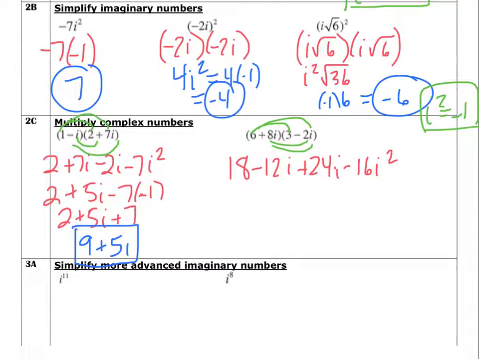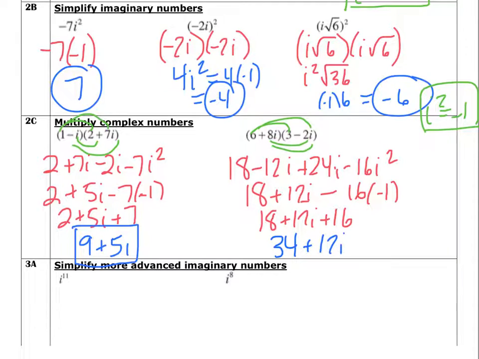Again, we have two like terms, a negative 12i and a plus 24i. So negative 12i plus 24i is going to be positive 12i. So we have 18 plus 12i. Then it's minus 16. Again, i squared is negative 1, so we make it negative 1. Therefore, we have 18 plus 12i. Negative 16 times negative 1 is plus 16. We're going to combine these two like terms, which are the real numbers, and we're going to get 34 plus 12i as our final answer.